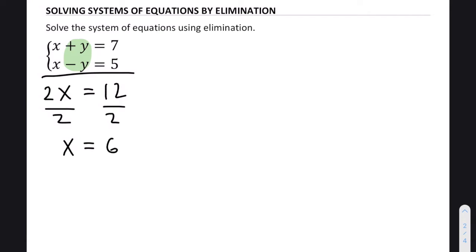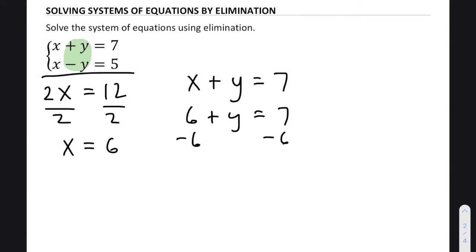Okay, so once we know one variable, we can go back up and plug the x into either one of the equations and solve for y. I'm going to plug it into the first one because everything is positive in the first one, and I would prefer to deal with positive numbers than negative numbers. But you can do the second one, and you'll end up with the exact same answer. So we have 6 plus y equals 7, so we're going to subtract 6 from both sides. So we end up with y is equal to 1.